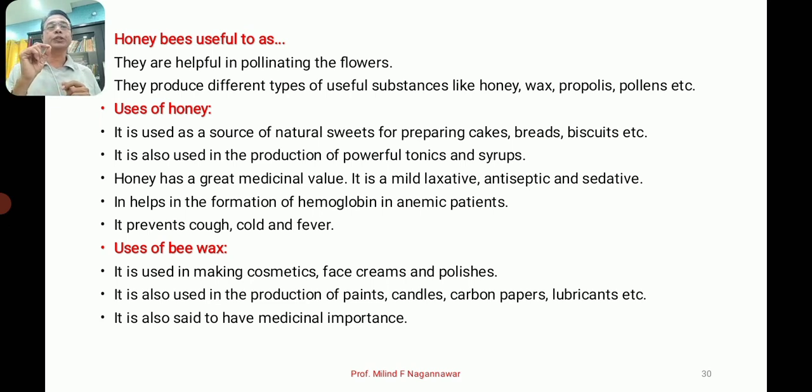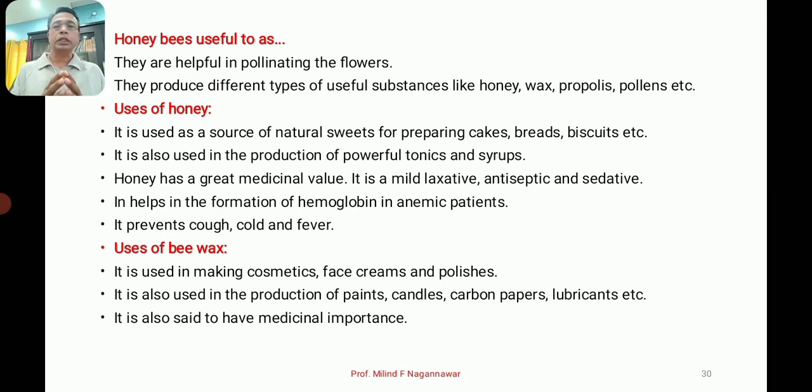Beeswax is used for making cosmetics, face creams and polishes. Beeswax is used in many cosmetic products, as well as in face creams and polishes. It is also used in the manufacturing of paints, candles, carbon papers, lubricants, etc., and as well it has a medicinal importance also.